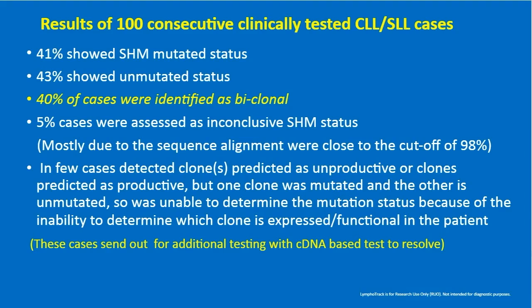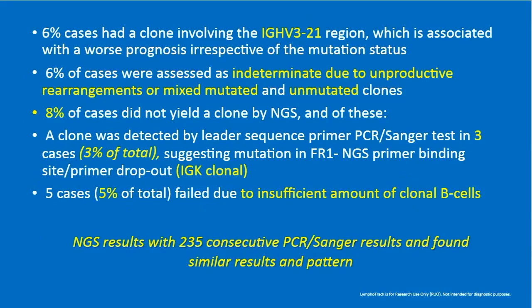But in cases where we have an indeterminate status or an unproductive product identified, we would arrange to do cDNA-based testing to resolve the cases. We have had a very, very small number of such cases based on our experience so far. And again, we went back and did a comparison with another 200 or so cases to make sure our experience was the same, and it all falls into the same pattern. So we probably have to do additional work on maybe 2% of the cases for different reasons.